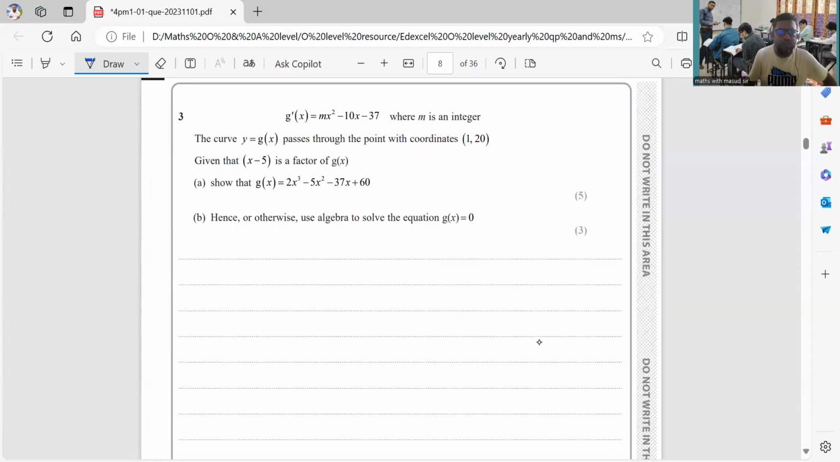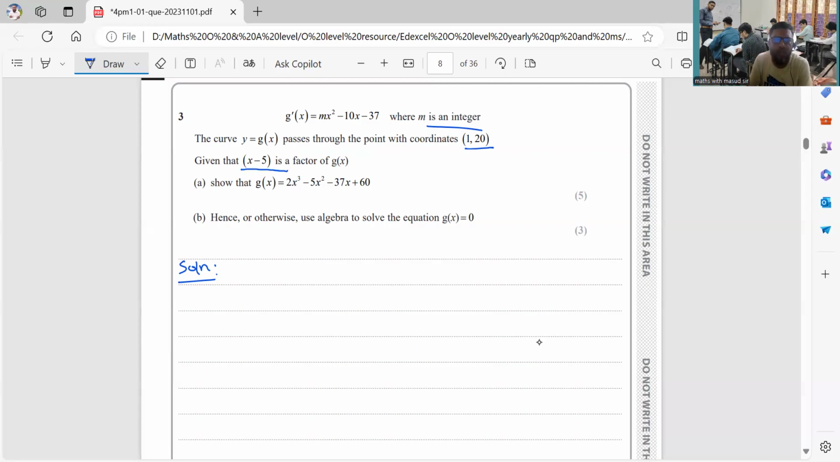So question number 3. Okay, solution. Question number 3: g prime x equals mx square minus 10x minus 37. M is an integer value. The curve y equals g(x) passes through the point (1, minus 20), and given that x minus 2 is a factor of g(x), there are 2 conditions given.